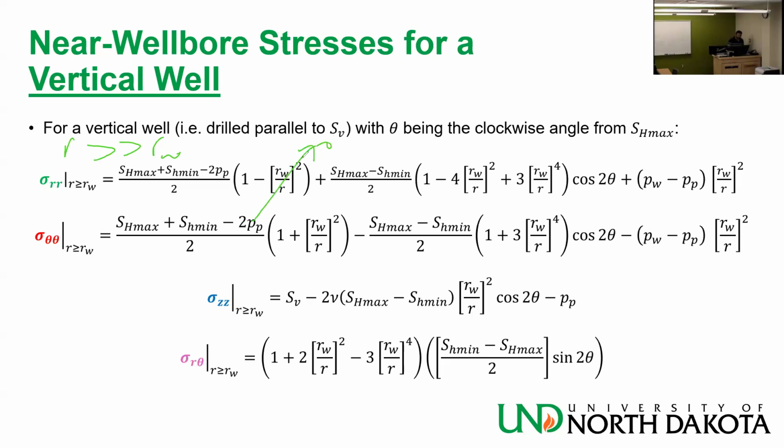This will become 0. By the way, everything was becoming 1 when R equals RW. Now it's becoming 0. So this is 0, this is 0, this is 0. 0, 0, 0, 0. 0, 0.